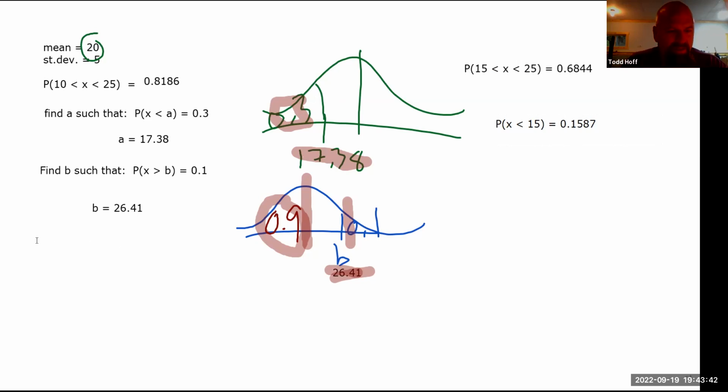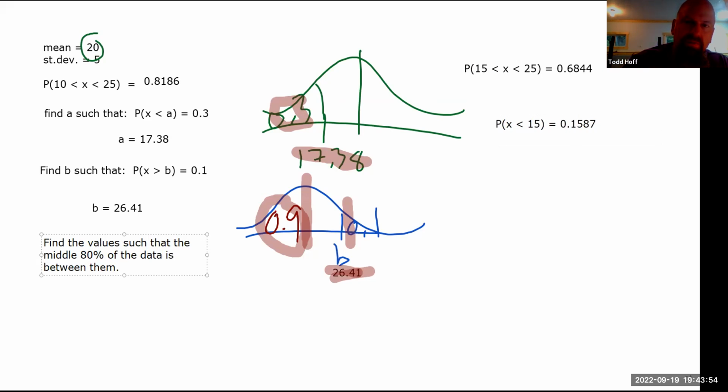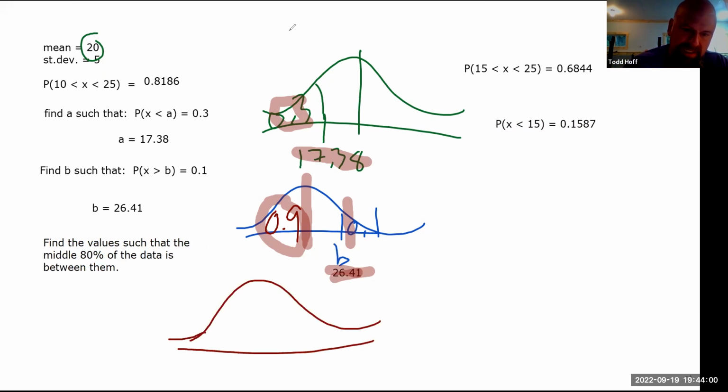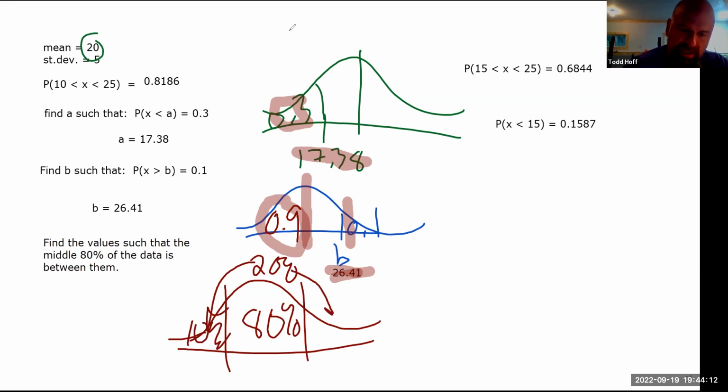Let's look at finding the values such that the middle 80% of the data is between them. So this, once again, we're looking at this bell curve and we're looking for 80% out of the middle here. Well, if 80% is out of the middle, that means there's 20% to the outside. And since it's symmetrical, that's split 10% on each side. So 10% there and 10% here.